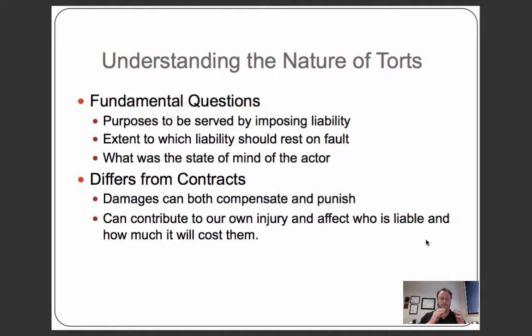Now, the fundamental questions here are such. What is the purpose or purposes served when imposing liability onto a party? And one other fundamental question is, to what extent should liability rest on fault? We're also asking, what was the state of mind of the actor? Did they do this intentionally or was it unintentional?